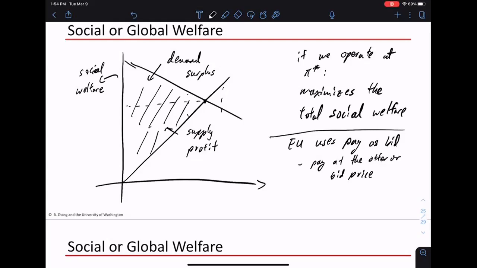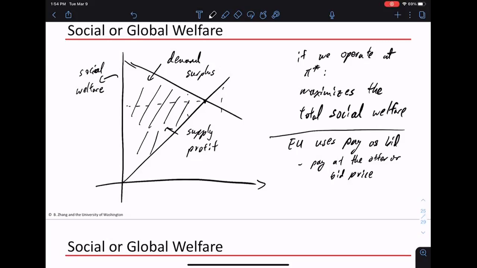And if you're in the market, if you get cleared, then you will operate at whatever the supply or demand bid or offer you have made. We're not going to bother with the notion of a clearing price. So if you're in the market, you do what you said you're going to do. So that's the European method.